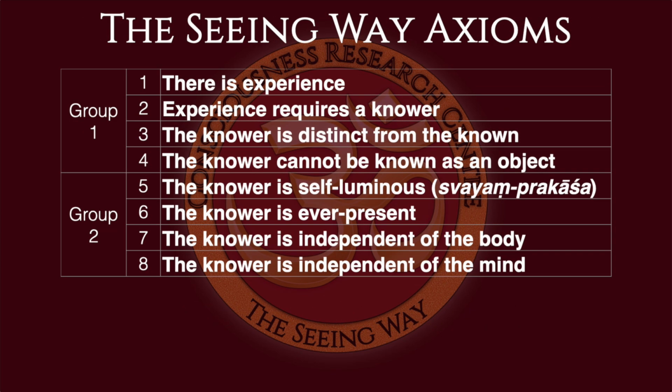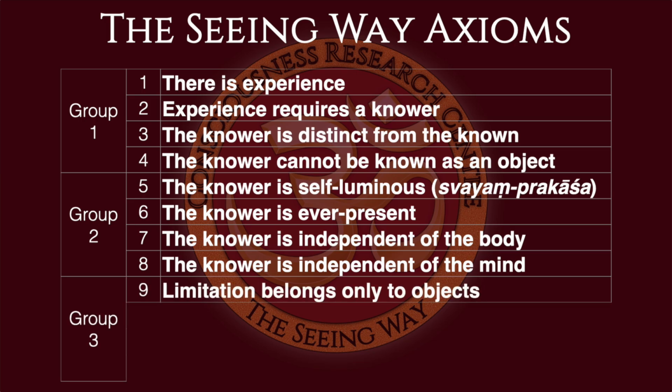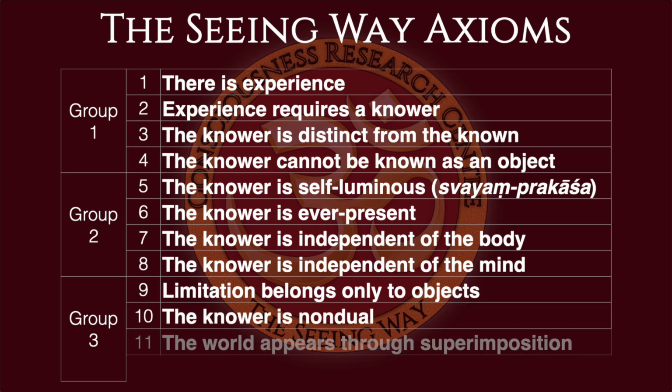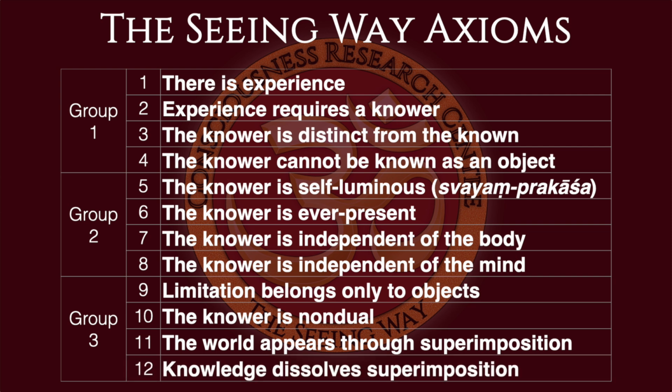Last time we went over the Group 2 axioms. Today we'll begin Group 3 with Axiom 9, limitation belongs only to objects. Axiom 10, the knower is non-dual. Axiom 11, the world appears through superimposition. And Axiom 12, knowledge dissolves superimposition.